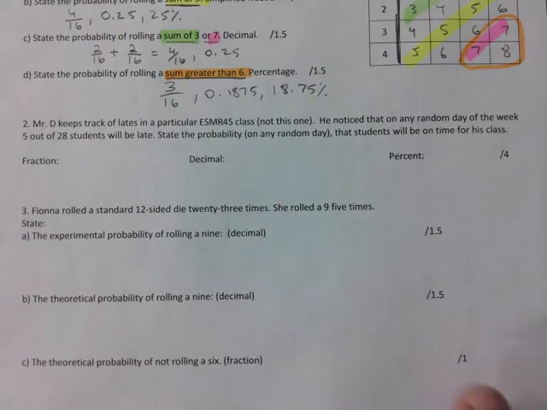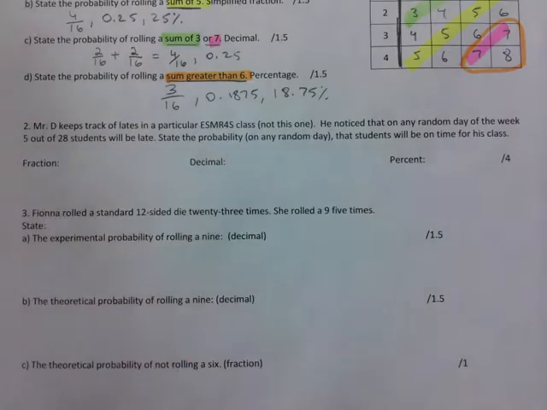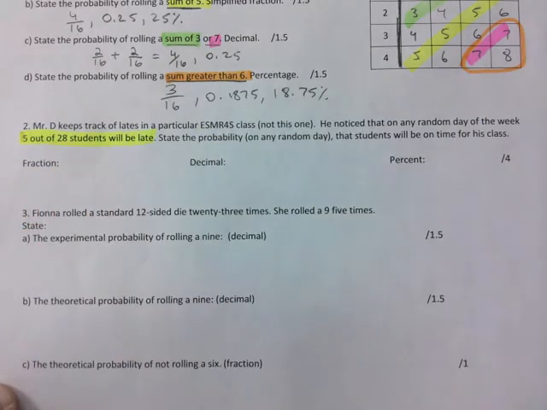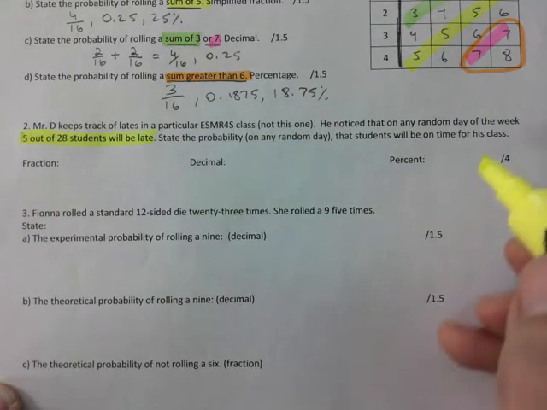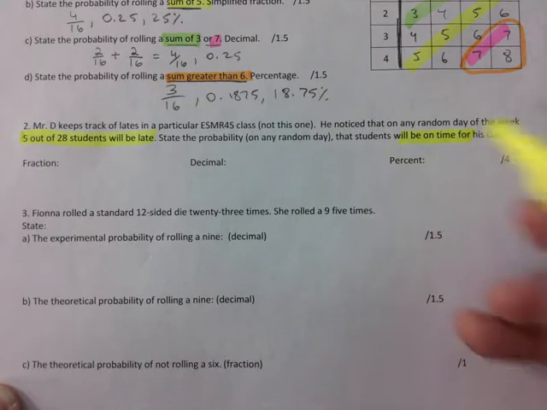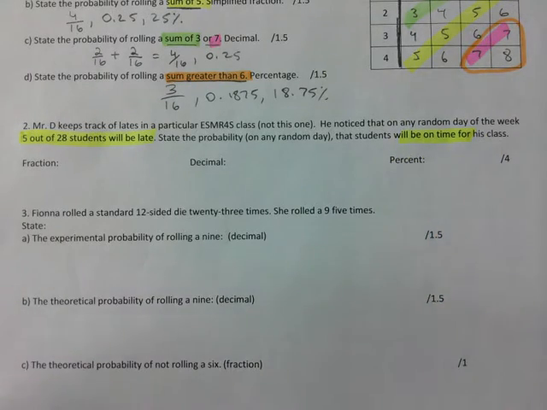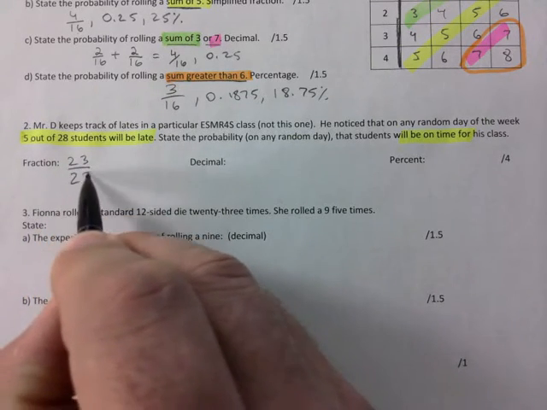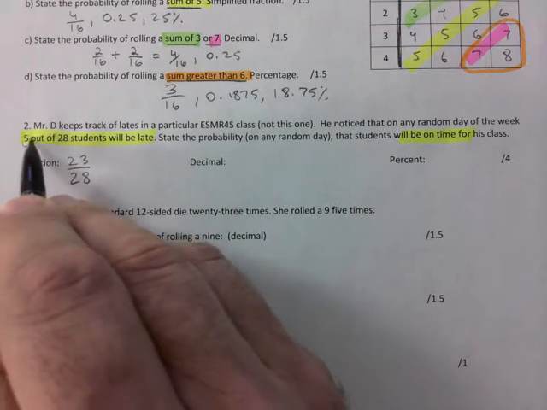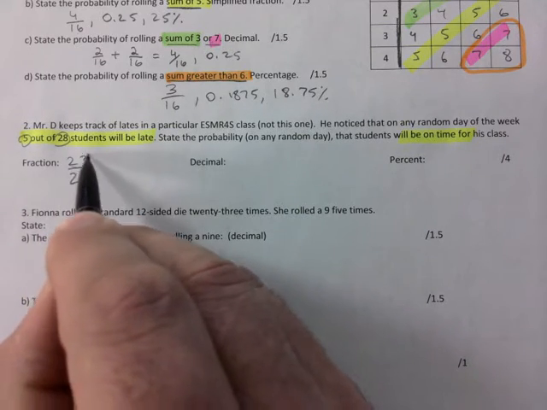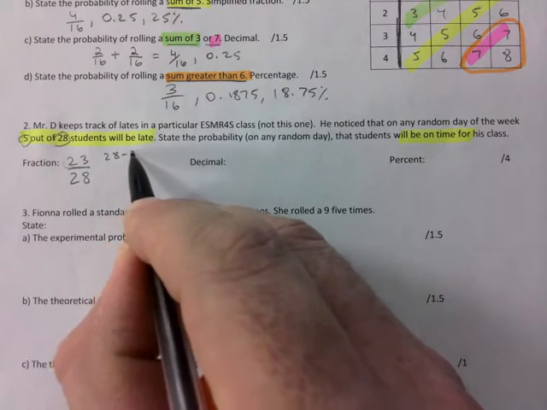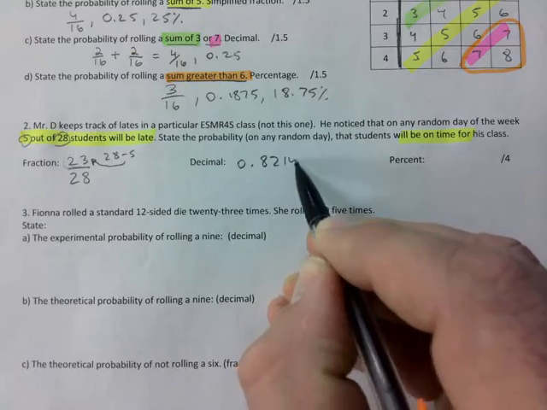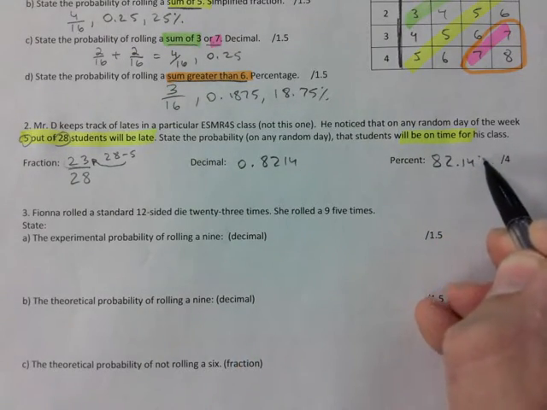Okay, next. Wording, guys. Wording. I saw a lot of you miss this. 5 out of 28 will be late, right, on any random day. What's the probability of being on time? Did you catch that? So 5 out of 28 are late. That means 23 out of 28. You take the 5 away from the 28, and that gives you the 23. And that gives you 0.8214, which is 82.14%.